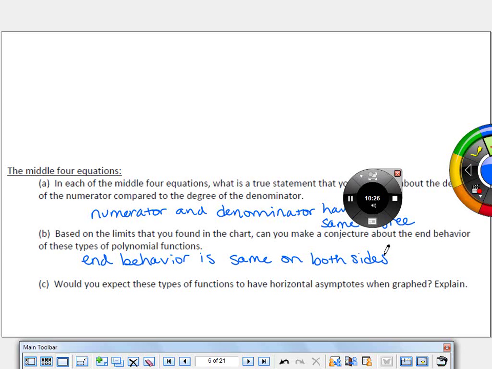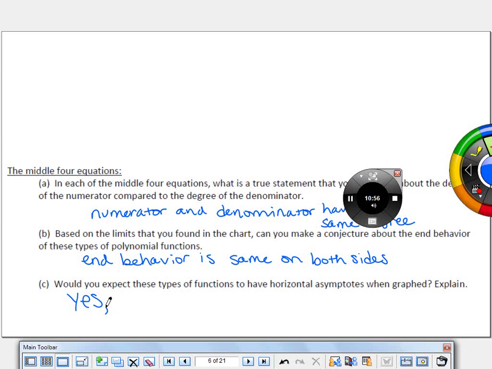All right, so would you guys expect these type of functions where the numerator and denominator have the same degree to have a horizontal asymptote? If you were to graph those functions that were in that portion of the chart, would you expect there to be a horizontal asymptote where the functions followed that number at the end? Yeah, okay. So, yes.